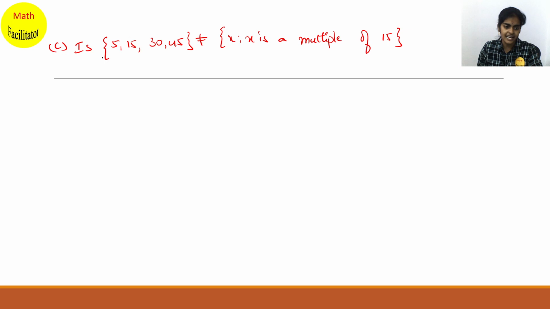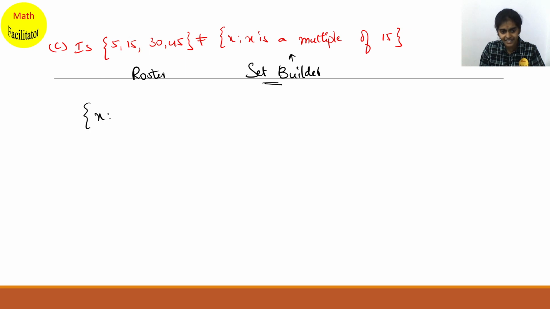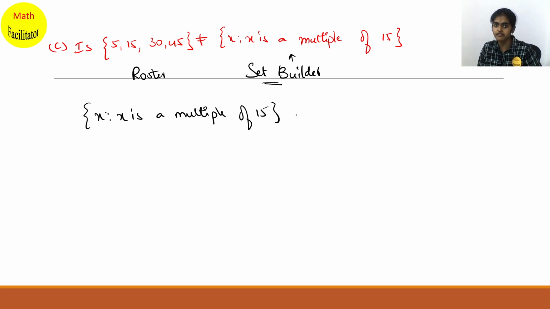Chalo. Next question. If {5, 15, 30, 45} is not equal to {x such that x is a multiple of 15}. Now this is in roster form. This is in set builder form, isn't it? So firstly, to know if the two sets are equal or not, I should know the elements of the sets, isn't it? But here I don't know the elements. So what I will do, I'll write the roster form of this. x is such that x is a multiple of 15. Now, what is the meaning of multiple of 15? Multiple of 15 is nothing but 15, 30, 45, the 15 table, isn't it? 60 and so on. So, these are the multiples of 15.